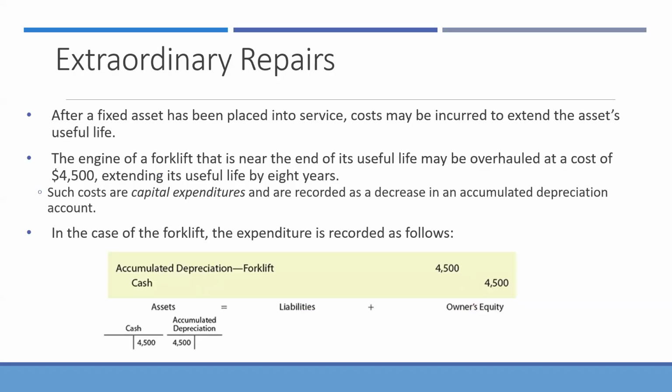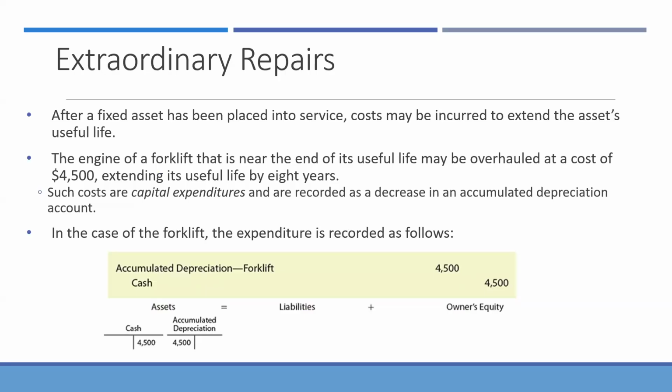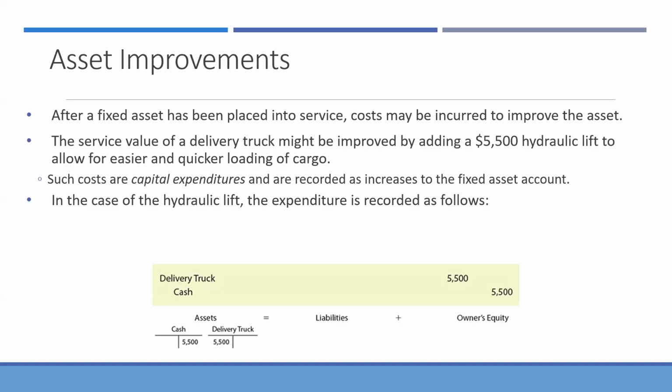Think about the difference. Extraordinary repairs is a debit to accumulated depreciation. An asset improvement, like this extraordinary repair, it's not adding anything new to the forklift. It's still just a forklift. But this asset improvement, adding a new loading dock or hydraulic lift to the delivery truck, that's a new thing related to this delivery truck. So we're debiting delivery truck and then crediting cash. Does that difference make sense? Great.